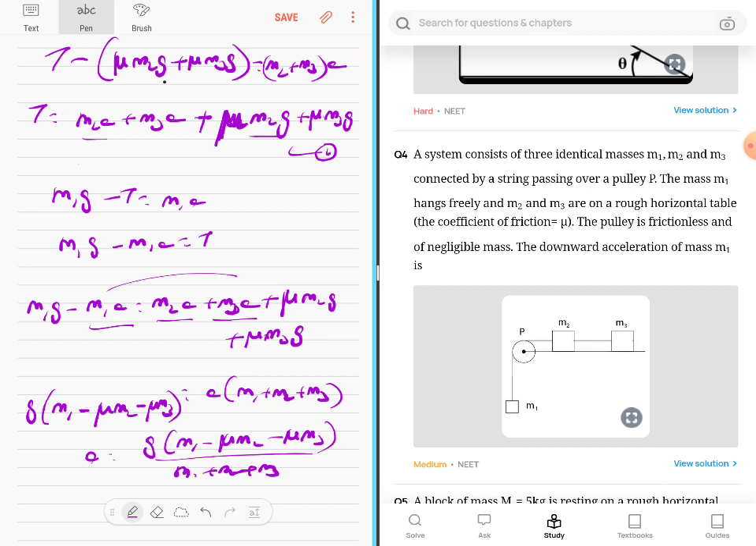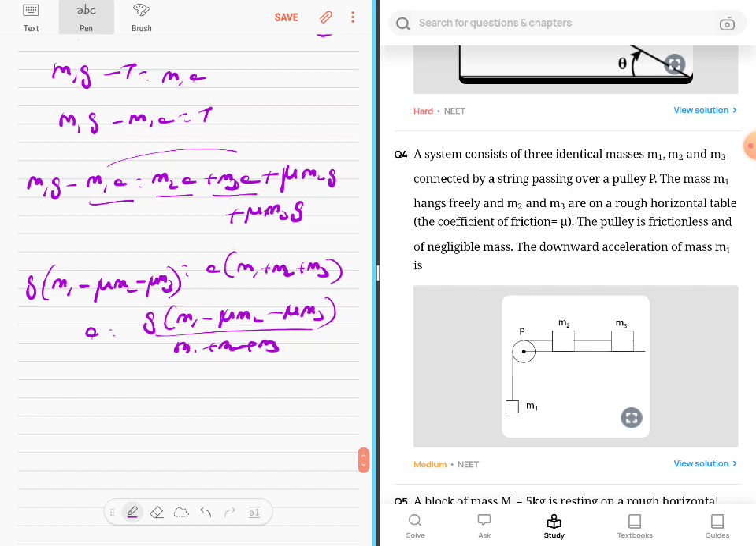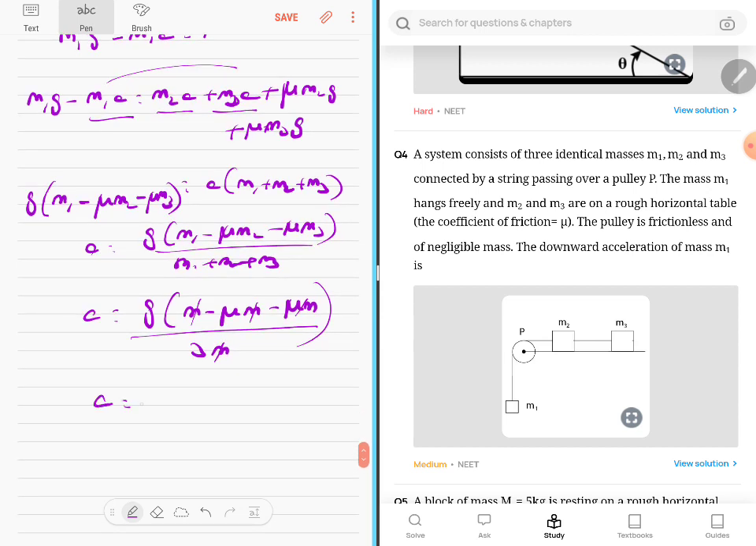They seem to have taken all masses to be the same. Has it been given? Three identical masses, therefore you know that they are all M. So A is equal to g into M minus mu M by 3M. So M can get cancelled throughout. So you'll get A is equal to g into 1 minus 2 mu by 3. So that is the answer.